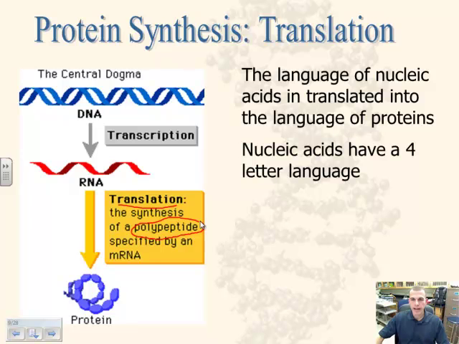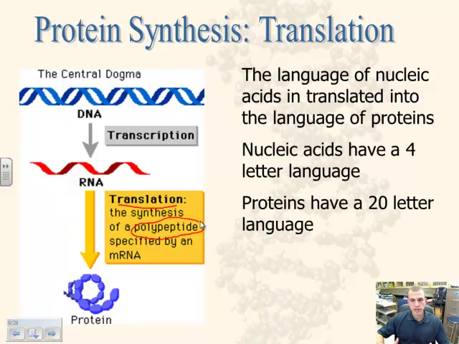We have this DNA, which is an RNA, which is nucleic acid language, and they use a 4-letter language. You're talking about A's, U's, G's, and C's when we're talking about RNA. Now, when we're moving into proteins, they actually use a 20-letter language, and that language would be the amino acids. There are 20 total amino acids that have been coded for by the RNA that originally came from the DNA template.